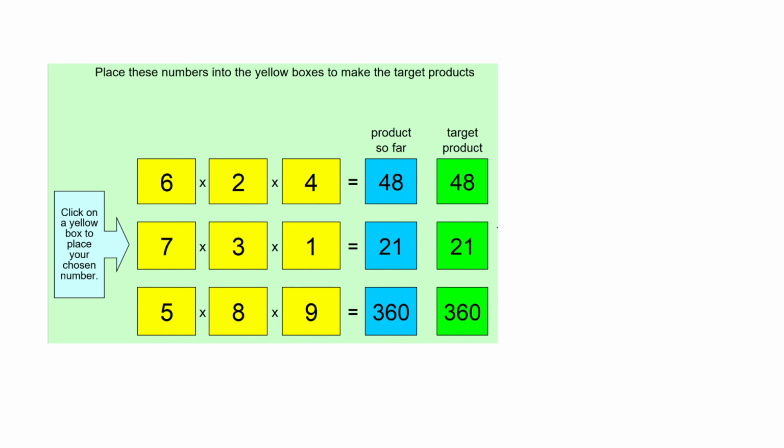I've got 6 times 2 times 4 is 48, 7 times 3 times 1 is 21, 5 times 8 times 9 is 360. So I've completed the puzzle by using the numbers 1 to 9. I haven't repeated using any numbers, and they're all placed into the yellow boxes.